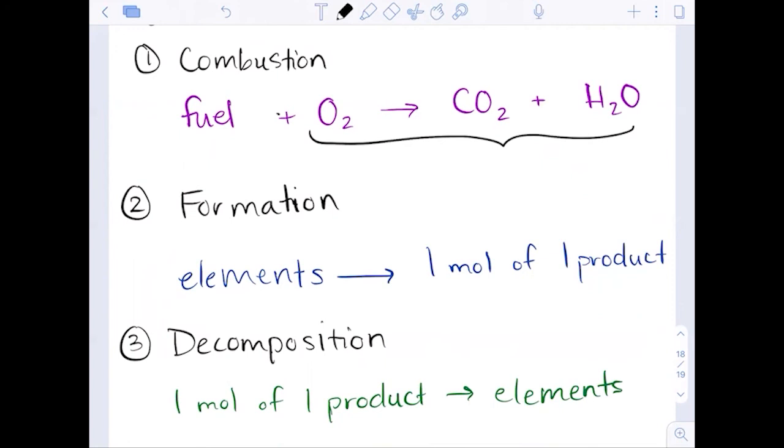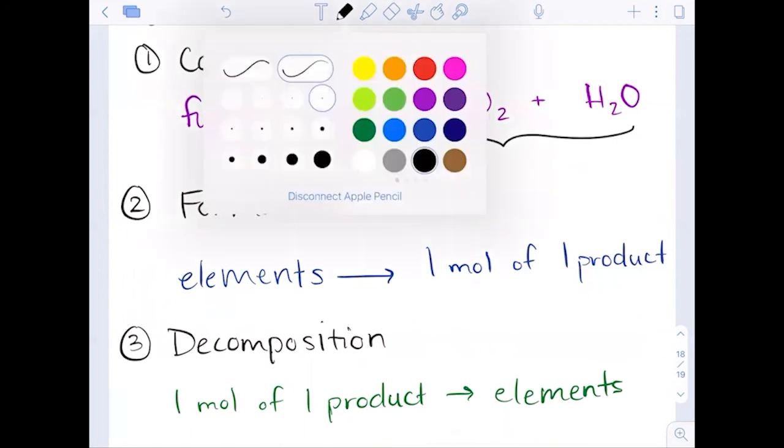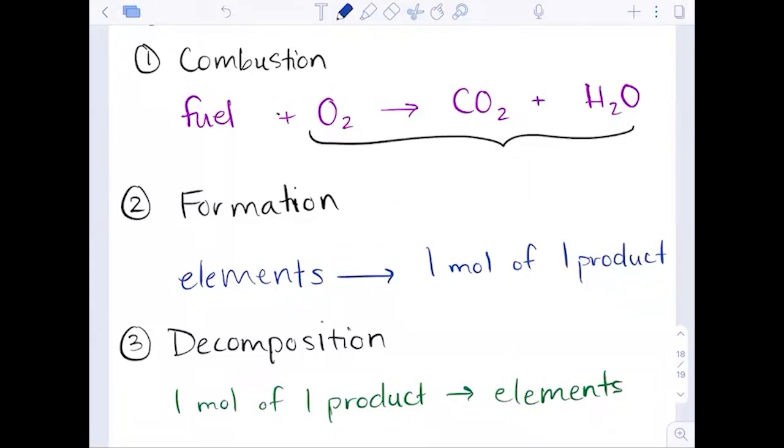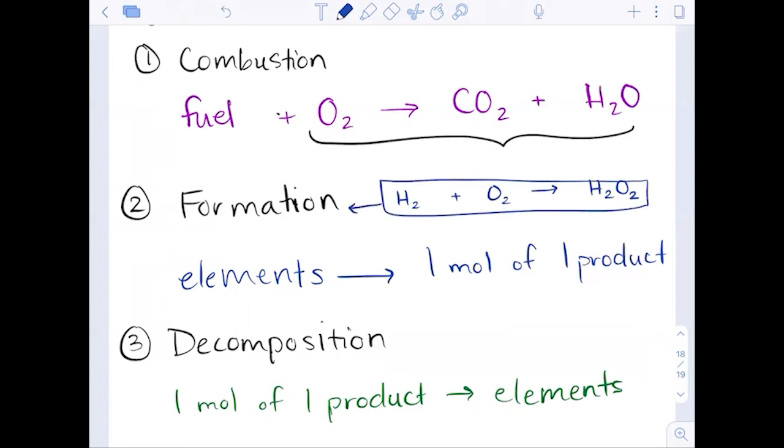Now, we do also have formation and decomposition reactions. They are exactly opposite of each other. A formation forms 1 mole of one product. A good example we can think about is this reaction: H2 and O2 yield H2O2. Hydrogen peroxide is made from its elements hydrogen and oxygen as found in nature. They are diatomics in nature, so therefore that's a good example of a formation reaction.